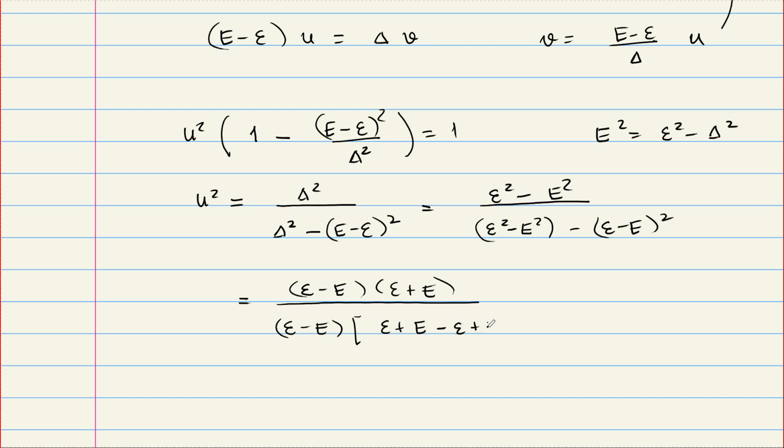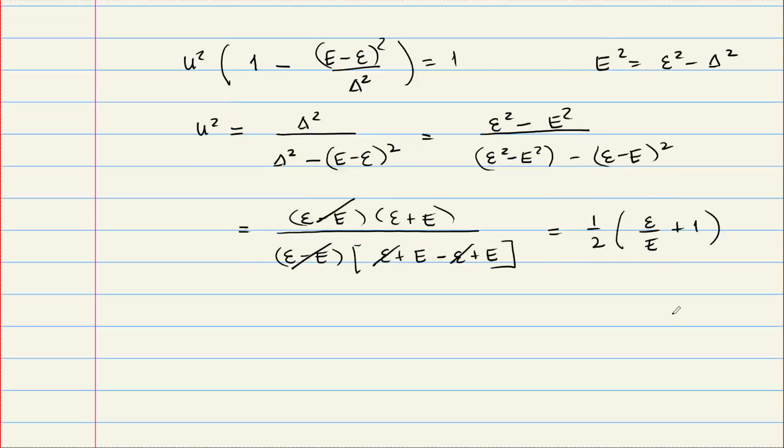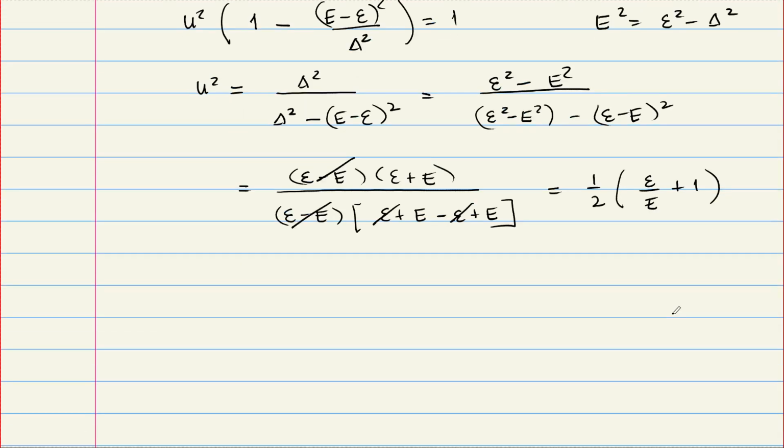minus (epsilon plus E), right? Now I can cancel this with that, so this one is going to cancel that, and at the end I have 1/2 (epsilon plus E over E), which is going to be 1/2 (epsilon over E plus 1). So that's what textbooks generally give, because this is nicer this way and it's easier to calculate things. For example, v squared is going to be 1/2 (epsilon over E minus 1). Right, now u squared minus v squared is manifestly unity.